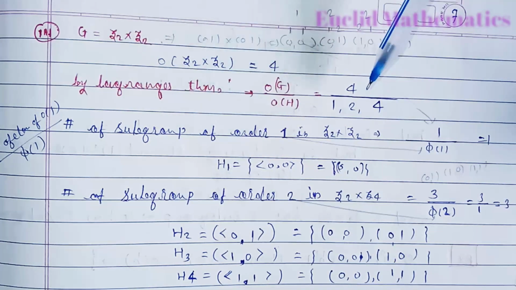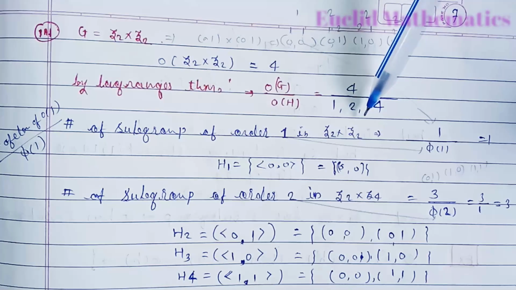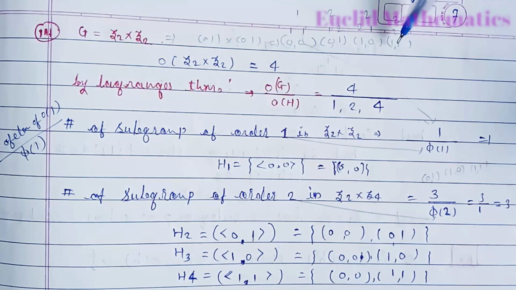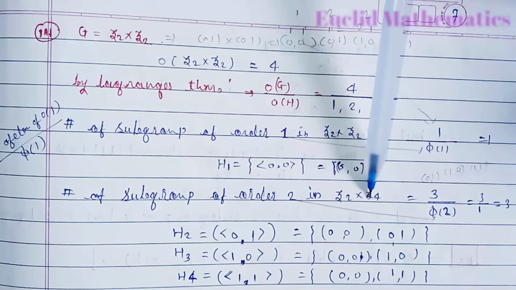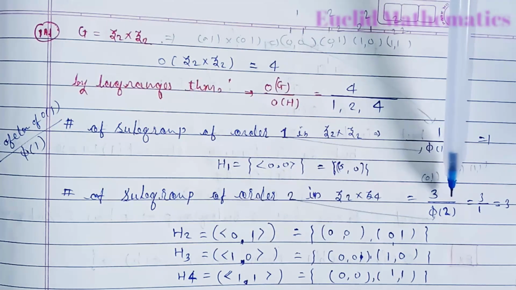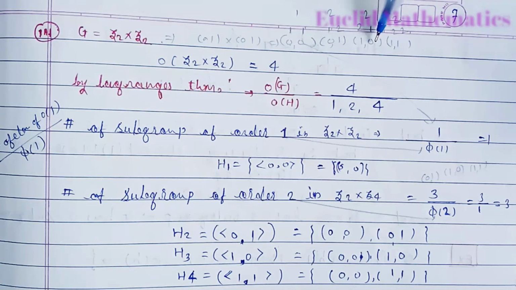Now let's move to the second one, whose order is 2. Which are the possibilities here? The elements of Z2 cross Z2 having order 2, so the subgroups of order 2 in Z2 cross Z2. Which elements have order 2? Respectively (0,1), (1,0) and (1,1).